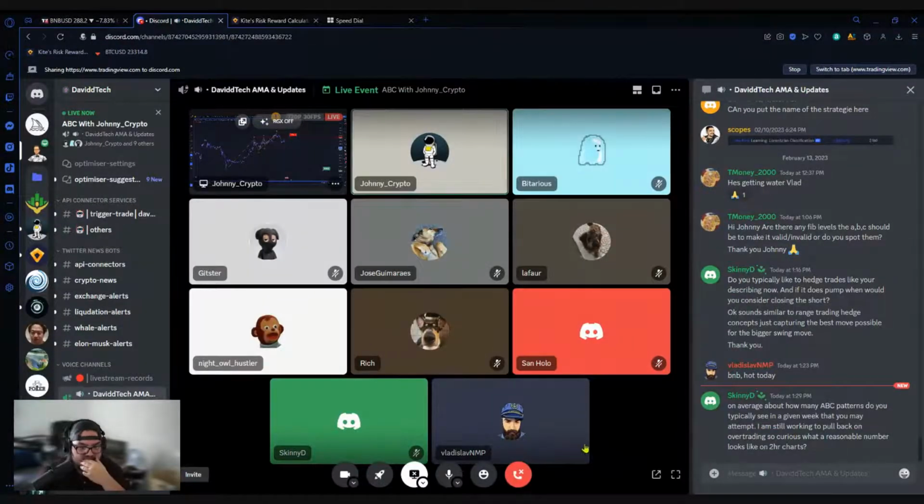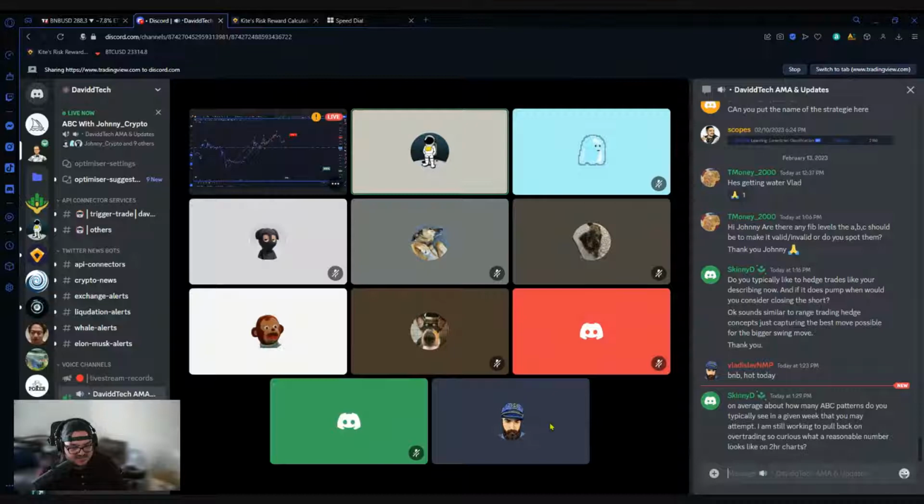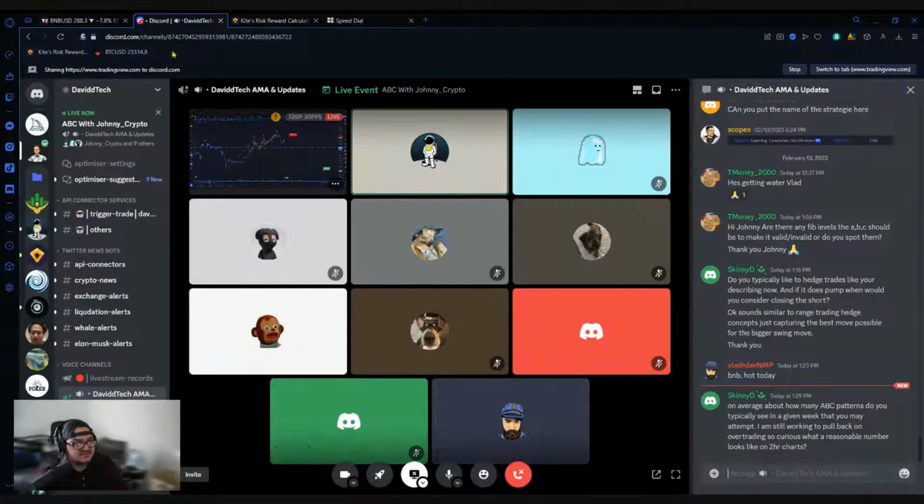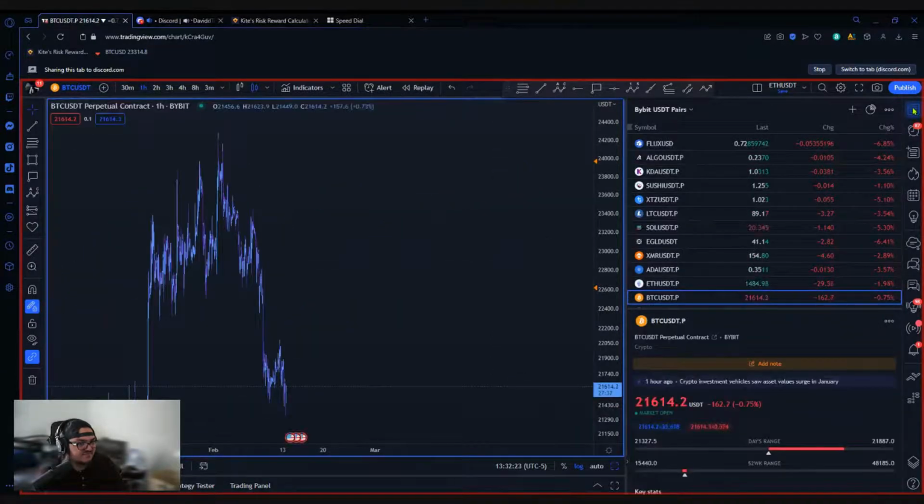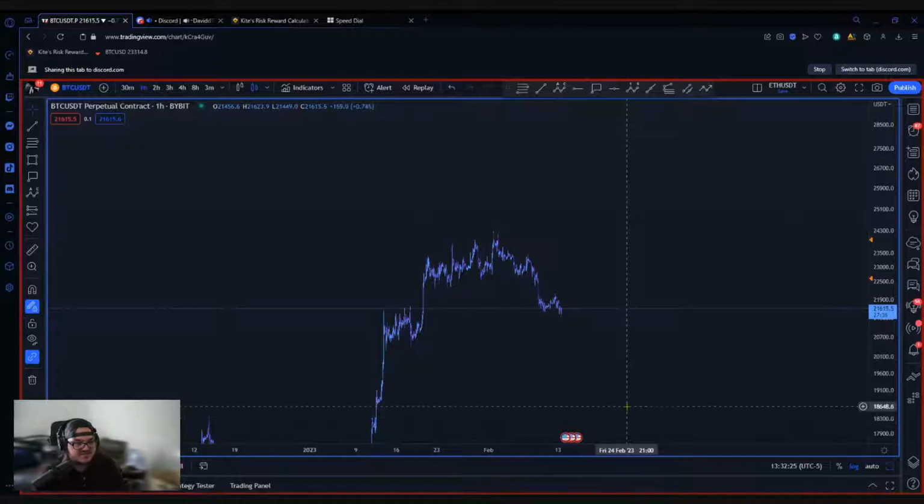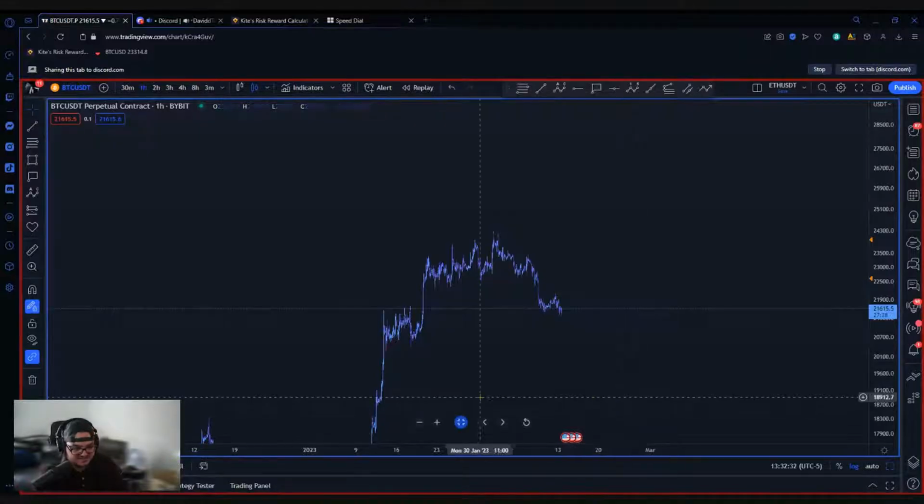Oh, let's see. Skinny: on average, how many ABC patterns do you typically see in a given week that you may attempt? I'm still working to pull back on overtrading, so curious. A reasonable number. It looks like a 2-hour chart. Great question. So for me personally, setups come up, I would say, on average, every 1 to 2 weeks.